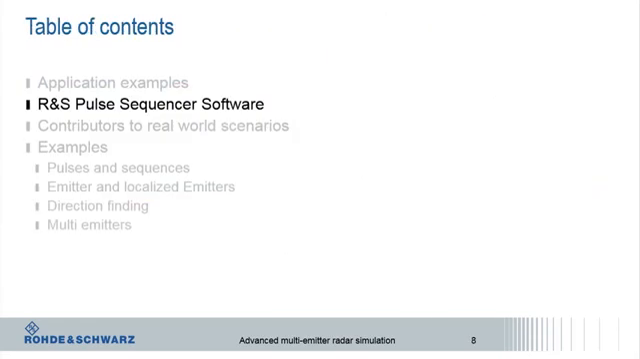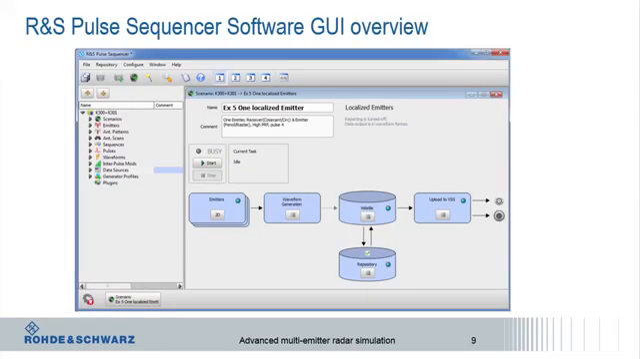So now let's have a look at the R&S pulse sequencer software, which basically allows you to create all these signals which we have seen in the examples before. First, let's have a look at the graphical user interface of the Rohde & Schwarz pulse sequencer software.